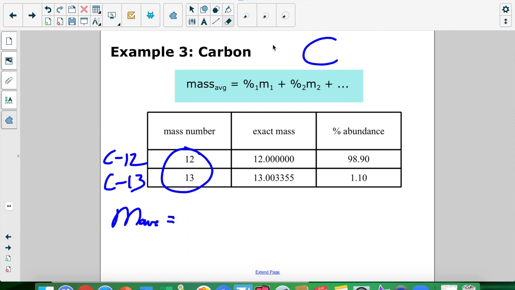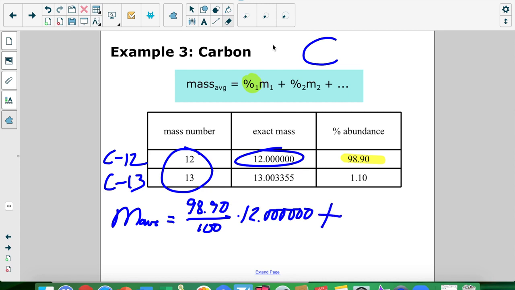Same thing. First thing, I take the abundance of the first isotope, so 98.90, divided by 100, times the exact mass of that isotope. So 12.000000. 1, 2, 3, 4, 5, 6. So I'm missing one 0 here. I'm just using all those suffix.